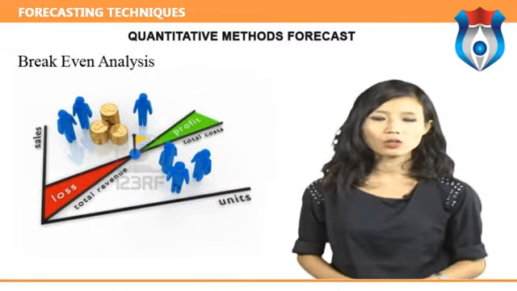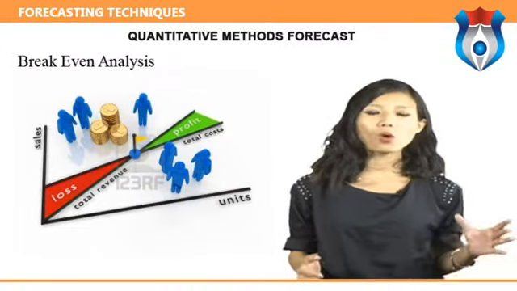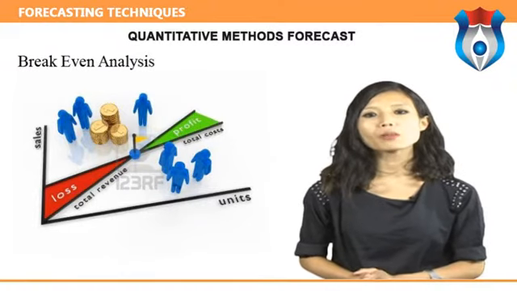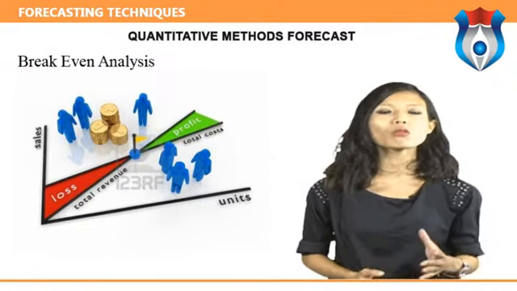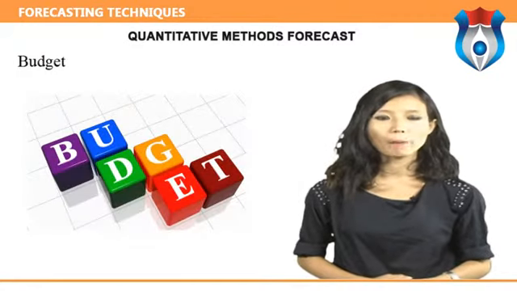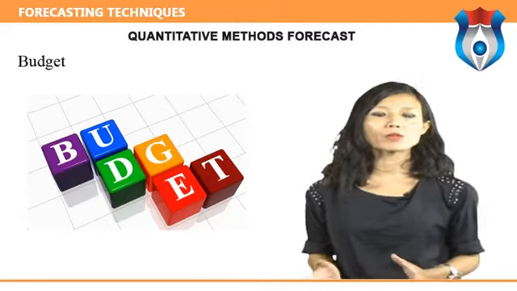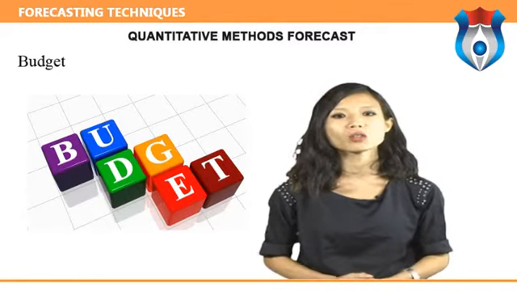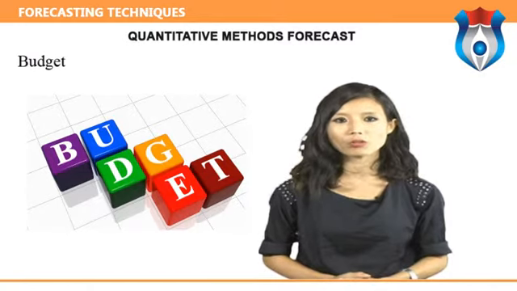Break-even analysis. Break-even analysis is also a very important quantitative forecasting tool. It is a composite of various elements like total revenue, fixed costs, variable costs, and total costs. Budget. Budget also helps to forecast things. It is through budget that an organization can give expression to the plan in terms of costs and revenues.